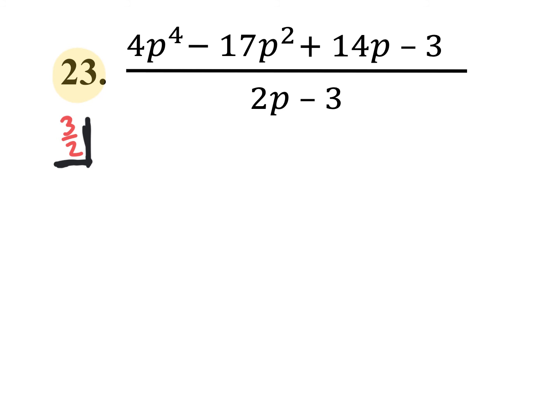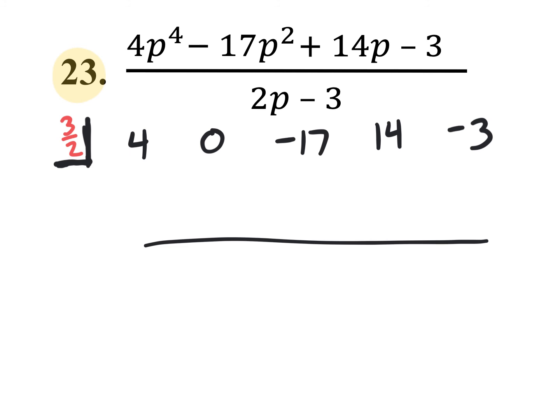What is our list of coefficients? 4. 0. Good job. -17. 14. -3. Put that line. As you go down, you combine. 4 plus nothing is 4. As you go up, multiply. 3/2 times 4. Again, what is 3 times 4? What is 12 over 2? 12 divided by 2? 6. So we have a 6 up here.